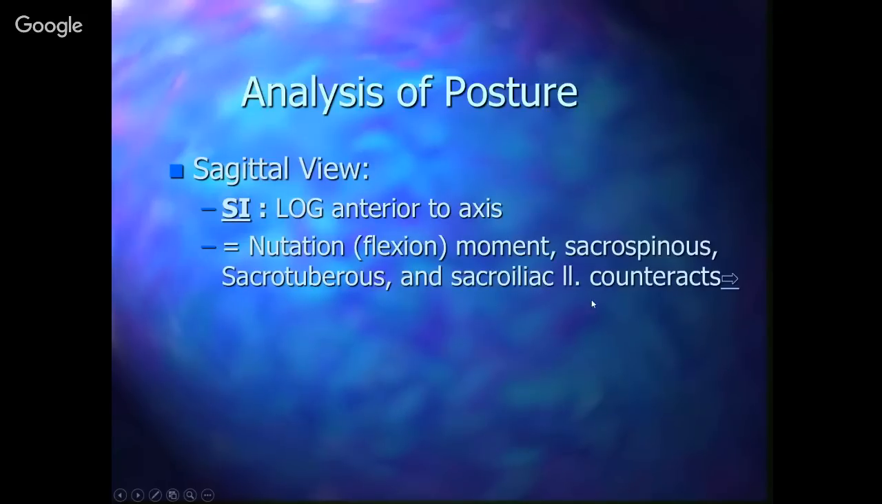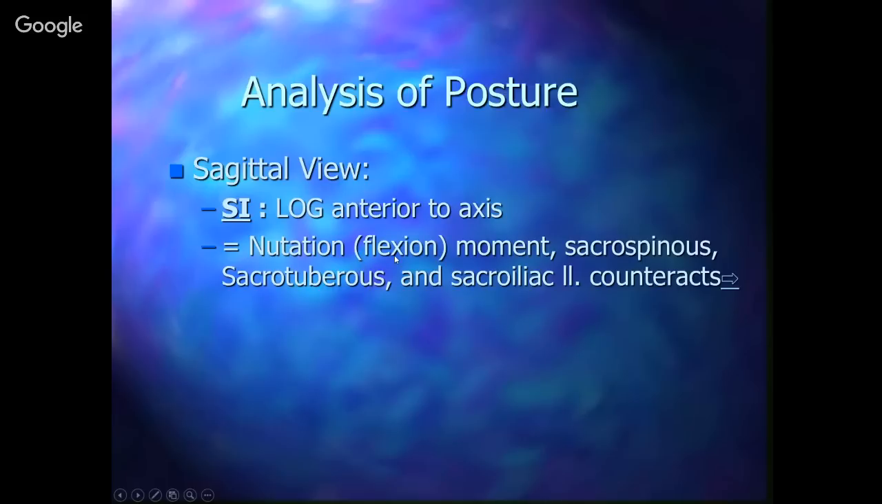So what does the line of gravity want to do? Well, here's the new term. When I said to you earlier that if the line of gravity is anterior or posterior, it relatively wants to flex or extend, there is a new term here, and the term is called nutation. Nutation is a term reserved for sacral movement on the pelvis, but it ultimately means flexion. So when the sacrum nutates, it essentially is flexing.